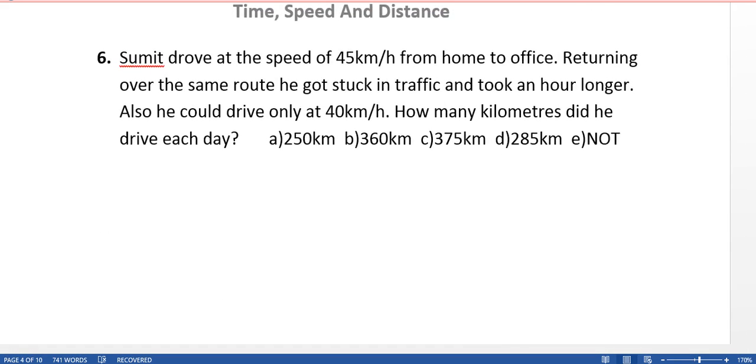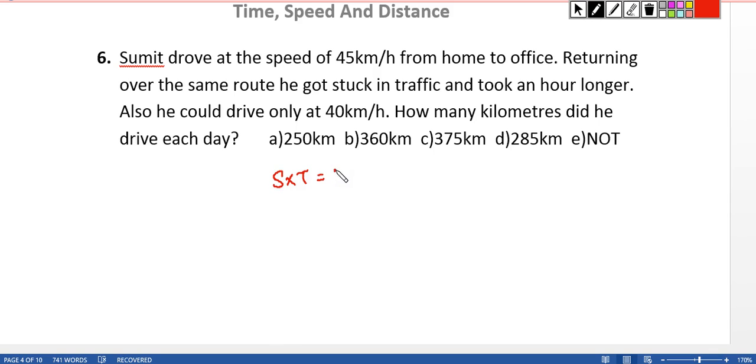Okay, this is question number 6, and what is asked here: Sumit drove at the speed of 45 km/h from home to office, returning over the same route. He got stuck in traffic and took an hour longer. Also, he could drive only at 40 km/h. So what have they given here? It's the same as questions 1 and 2. Okay, it's the same. So what's my formula?